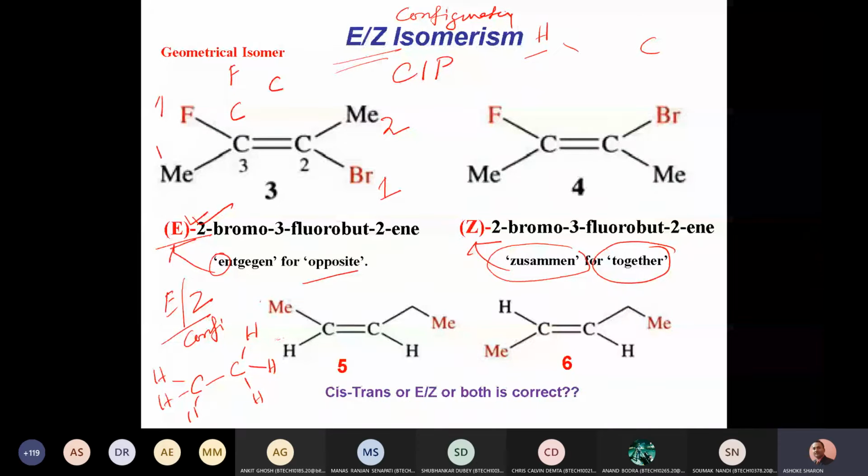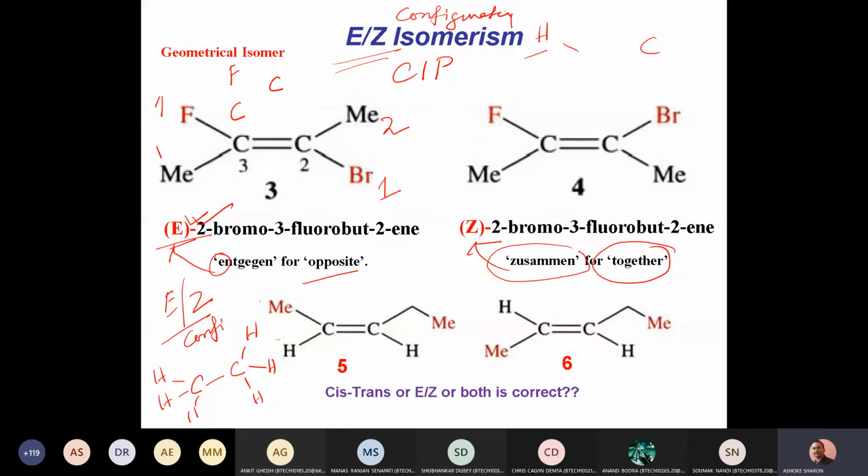It says exclusively that the first priority group is on the same side. But cis is saying that two groups are on the same side. So cis is not saying which particular group is on the same side. But E or Z explains which particular group, the first priority group, is on the same side, because in total you have 4 substituents, two on the left side, two on the right side.